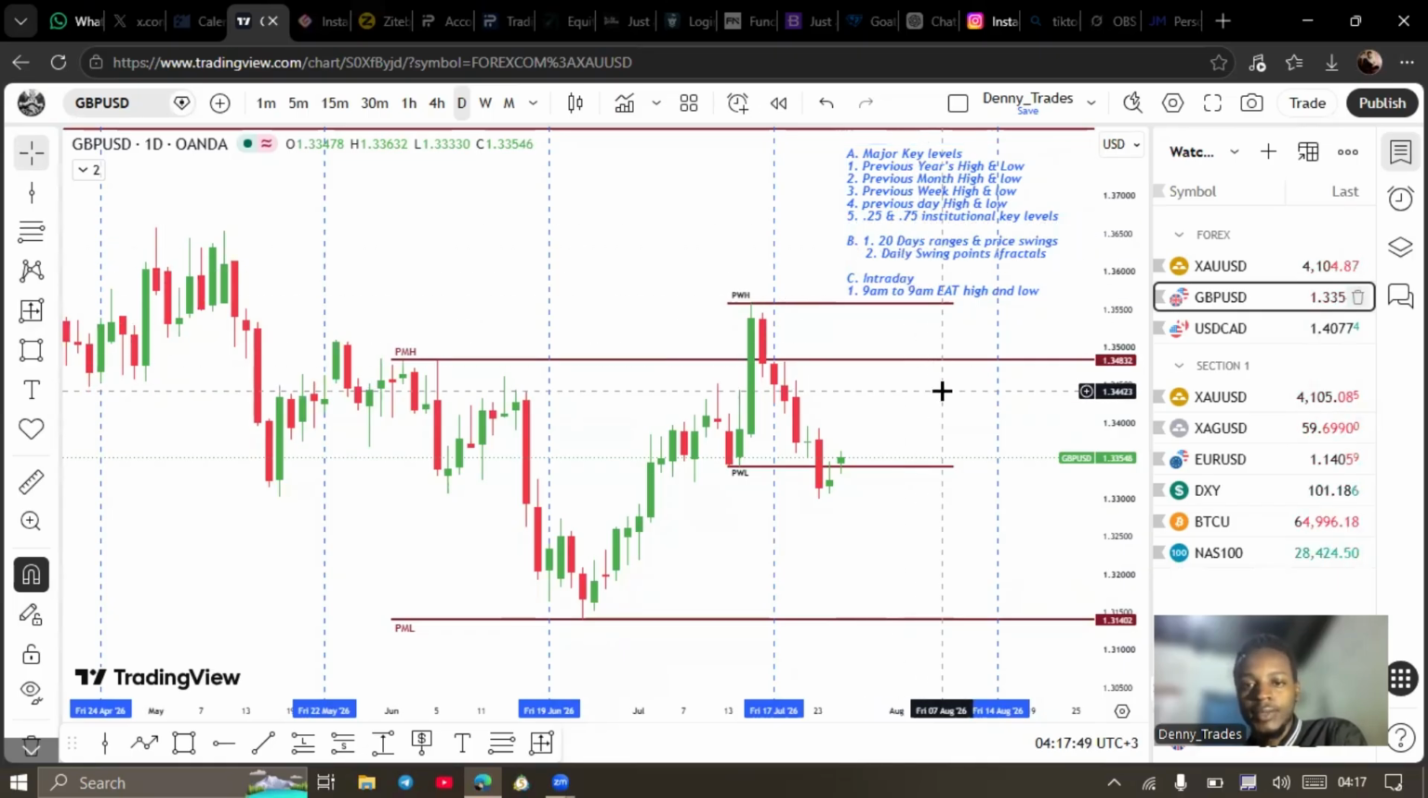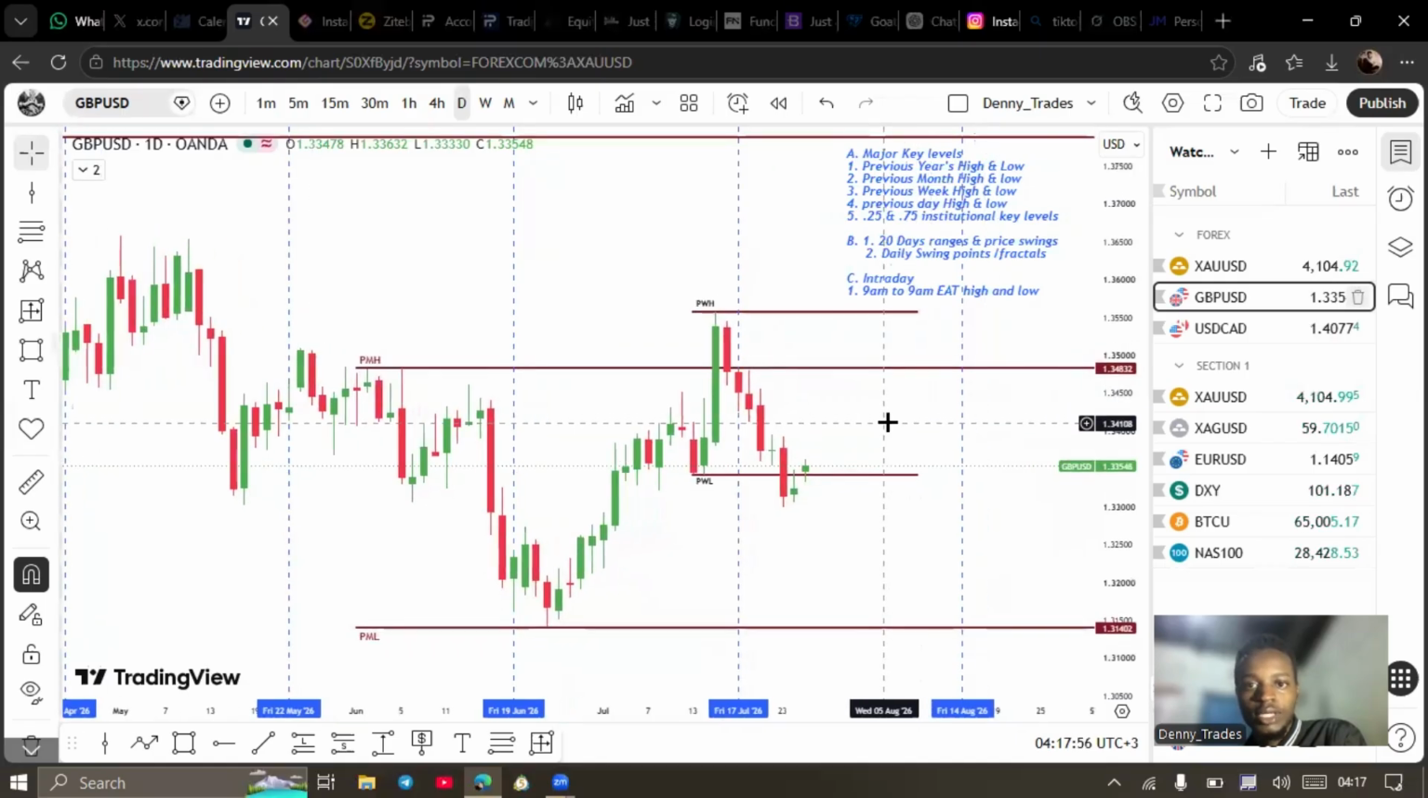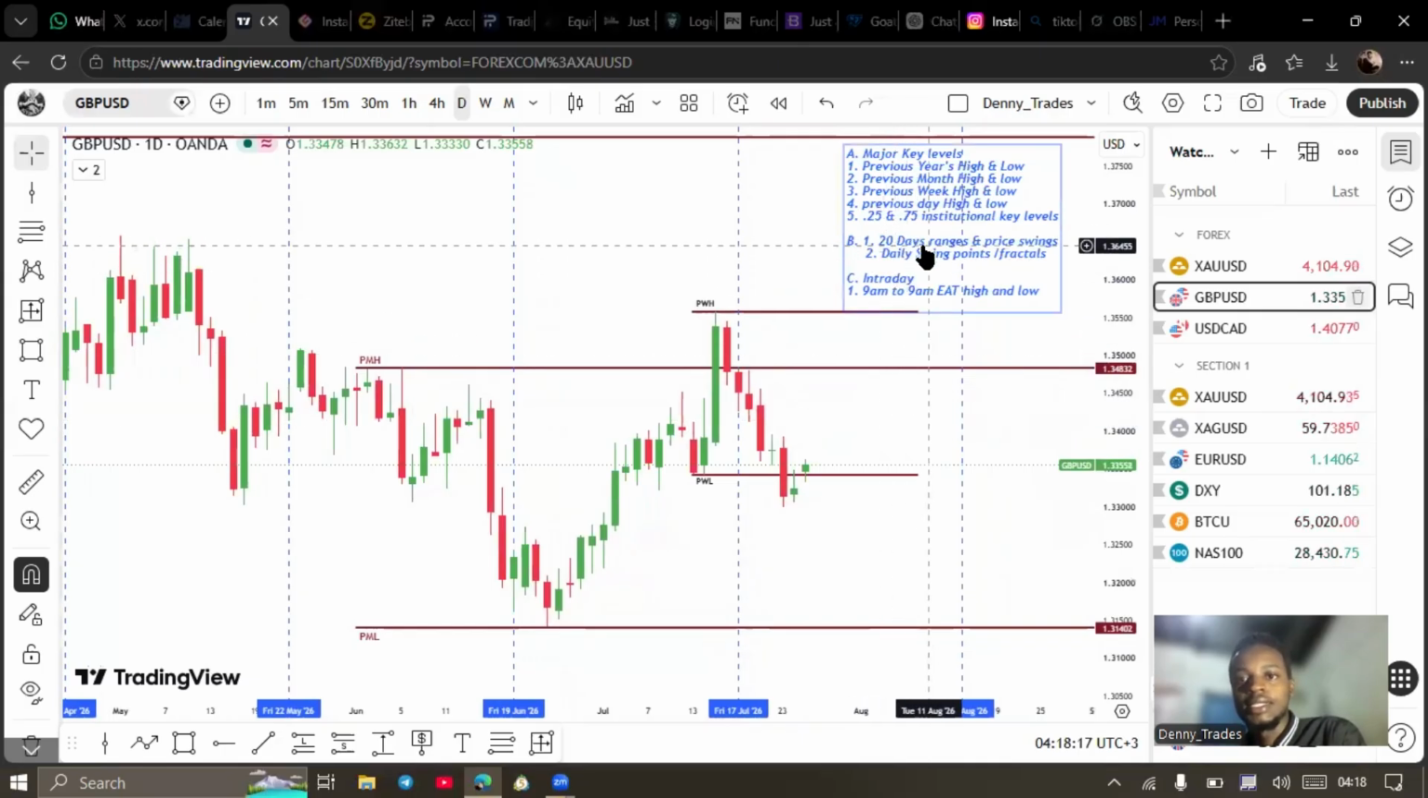Obviously the higher time frame or the top-down analysis you do on a weekly basis, then there are things you are going to look for on an intraday basis when looking for a trade setup, because you're not going to be doing a top-down analysis on a daily basis. But basically, these are the step-by-step of how I do it. Okay, so you're going to start with the 20 days ranges, and then the daily swing points or fractals.